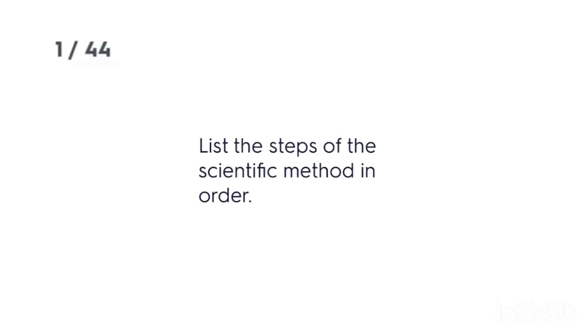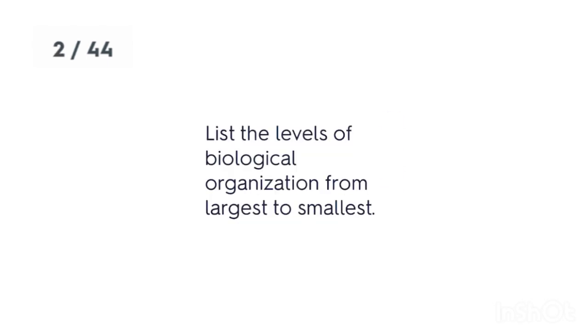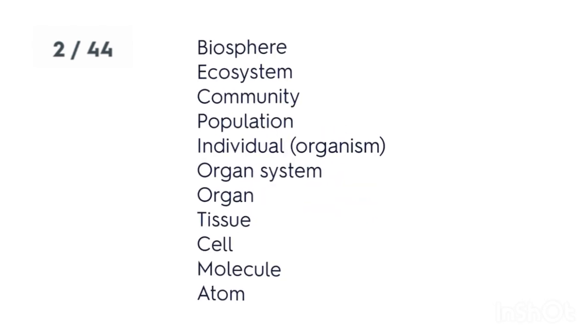List the steps of the scientific method in order. Observation, question, hypothesis, prediction, experiment. List the levels of biological organization from largest to smallest. Biosphere, ecosystem, community, population, individual, organ system, organ, tissue, cell, molecule, atom.